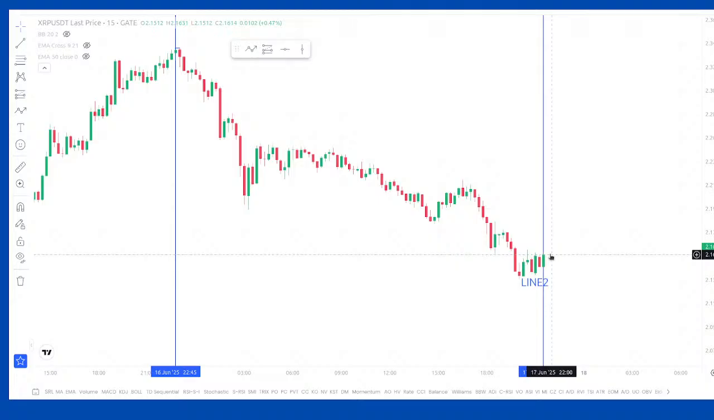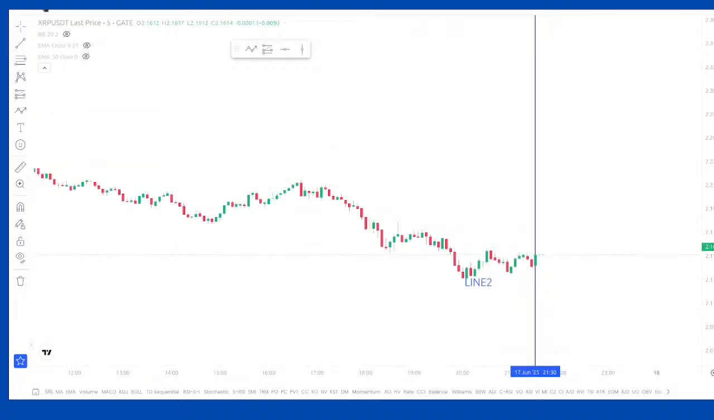Now for this case, you can shift this time frame from 15 to 5 minutes. So let's see what is happening in the 5 minutes time frame based on this. So you can see the 5 minutes time frame.